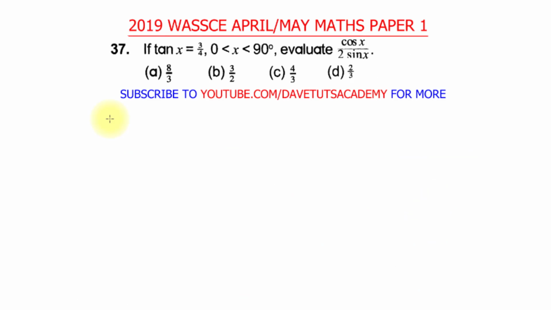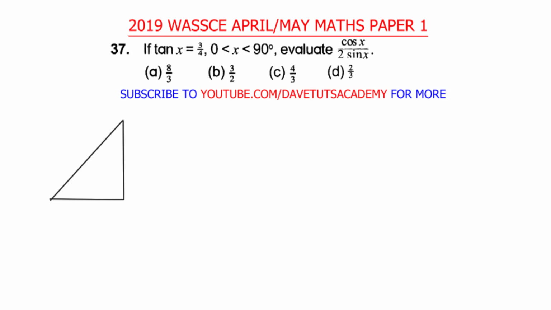All right, if tan x is equal to 3/4 and 0 is less than x while x is less than 90 degrees, we are to evaluate cos x over 2 sin x. Let's note a few things from this question. Since we are talking about tan, cos, and sine, that means we are talking about a right angled triangle, and in the case of a right angled triangle, we can depict the diagram like this. Say this is the triangle that we're trying to work with.